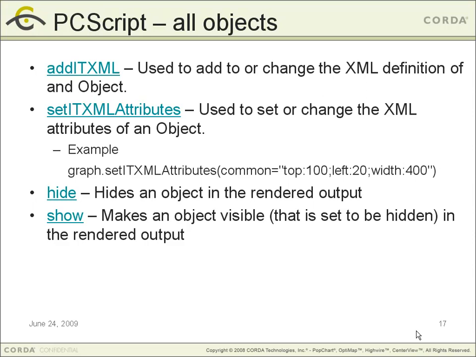Set ITXML attributes allows you to just change some of the attributes for that particular object. So the example here is we're changing the top, the left, and the width for this element, but we are not changing the height. We're allowing the height to stay whatever it was defined in the builder. Hide allows you to have elements inside of your image template that you may or may not want to show in the final output, and so you can selectively hide them dynamically. And show is just the opposite. You can have things that are marked as not being visible, but you can force them to be shown in the final output.